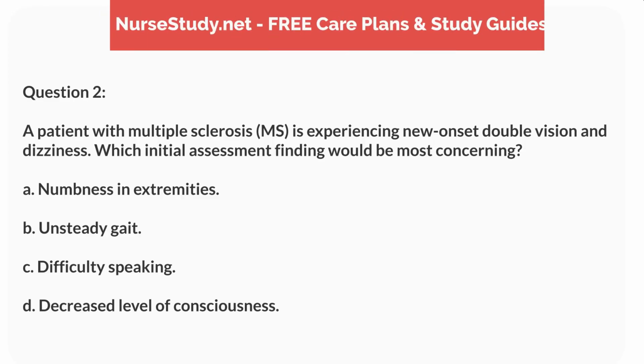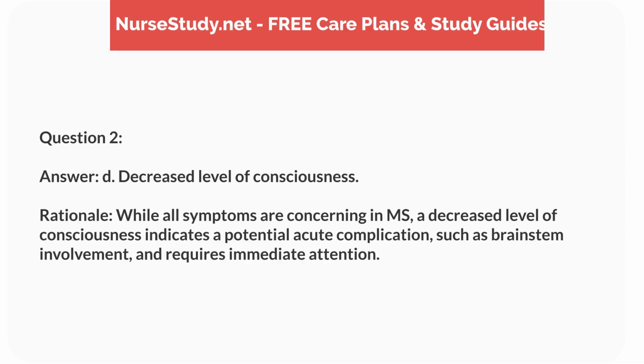Question 2. A patient with multiple sclerosis, MS, is experiencing new-onset double vision and dizziness. Which initial assessment finding would be most concerning? A. Numbness in extremities. B. Unsteady gait. C. Difficulty speaking. D. Decreased level of consciousness. Answer: D. Decreased level of consciousness. Rationale: while all symptoms are concerning in MS, a decreased level of consciousness indicates a potential acute complication, such as brainstem involvement, and requires immediate attention.